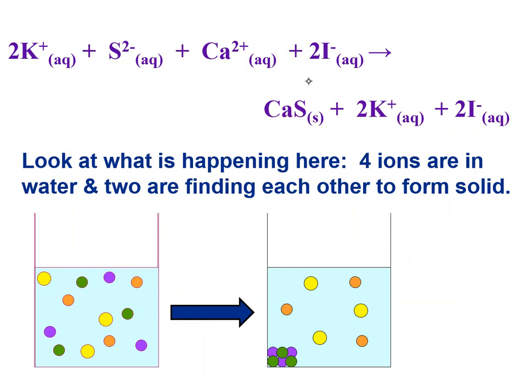This is the same reaction, and I just wanted to look at what's happening. Both of the reactants were ionic and completely ionized. So basically we had 4 different ions going into solution. That's what's going on here. And 2 of those ions are finding each other. The calcium and the sulfide weren't together at the beginning, but they're finding each other and they're getting stuck together to form this solid down here. And this is our precipitate.